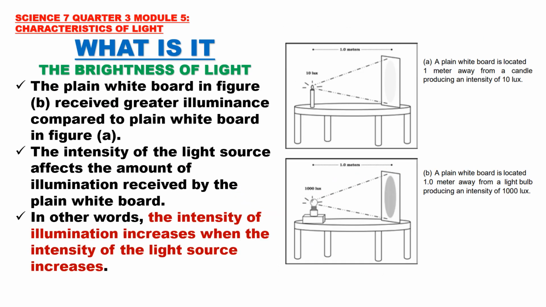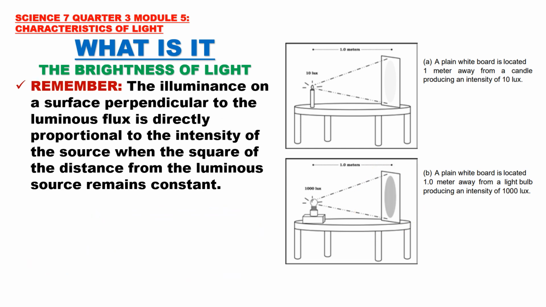So the plain whiteboard in figure B received greater illuminance compared to plain whiteboard in figure A. So the intensity of the light source affects the amount of illumination received by the plain whiteboard. In other words, the intensity of illumination increases when the intensity of the light source increases. Kapag ang intensity ng light source ay mataas, mataas din po ang ating illuminance.